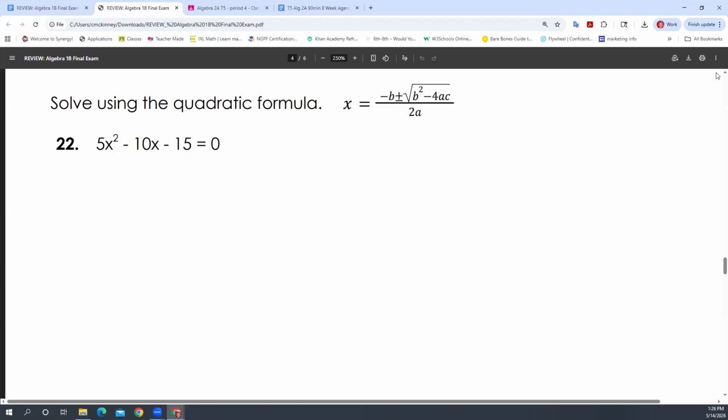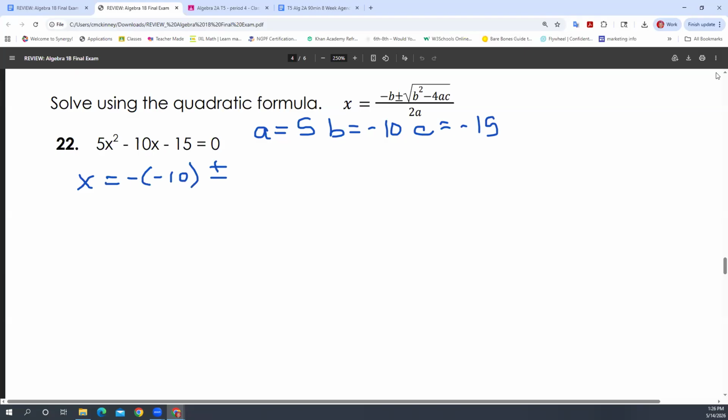So we know A, B, and C needs to make sure that it's always in standard form, that the x squared is first. So in this case, A is 5, B is -10, and C is -15. And then x is equal to negative B. So negative -10, which is going to turn out to be +10. So it's like saying it's the opposite of B.